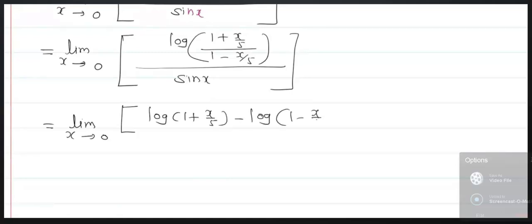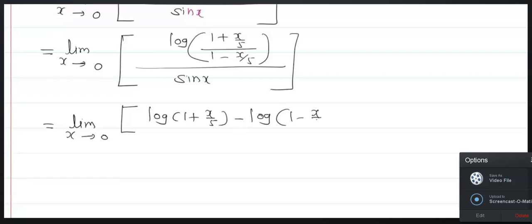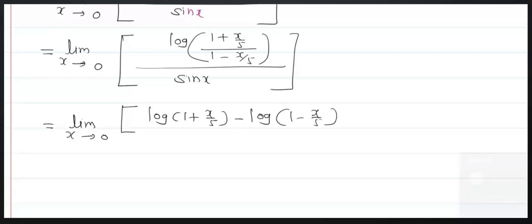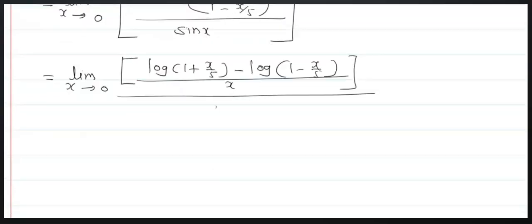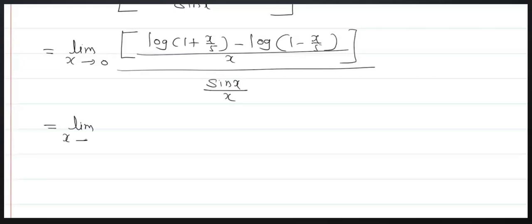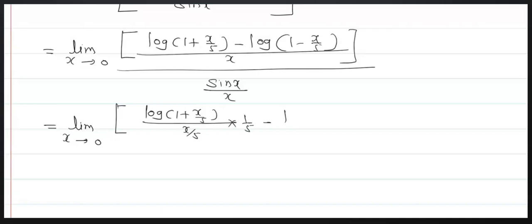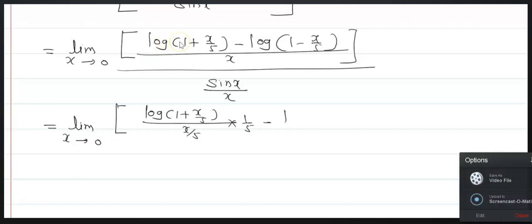And here is log of 1 plus x upon 5 minus log of 1 minus x upon 5, divided by x, sin x upon x. Limit x tends to 0, log of 1 plus x upon 5 upon x upon 5. That is, here we will require log of 1 plus x upon 5 upon x. But our standard formula is limit x tends to 0, log of 1 plus x upon x. Now here it is x upon 5. Therefore, we write here x upon 5 into 1 upon 5. That is, 5 is adjusted here.